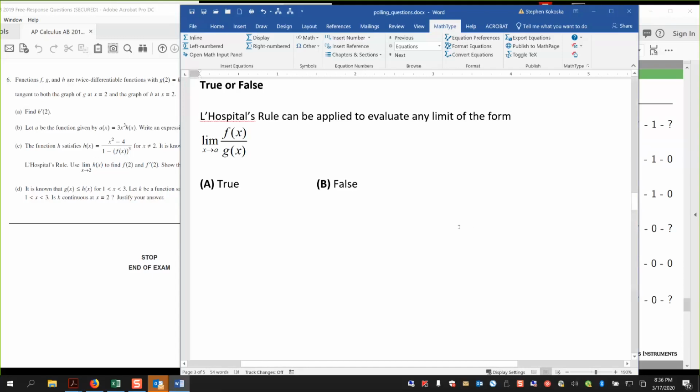Hey, we got a few more answers there. Very good. That is indeed false. That is correct. You cannot apply that to just any old limit of a quotient like that. You must have an indeterminate form. Very good. Good job out there.